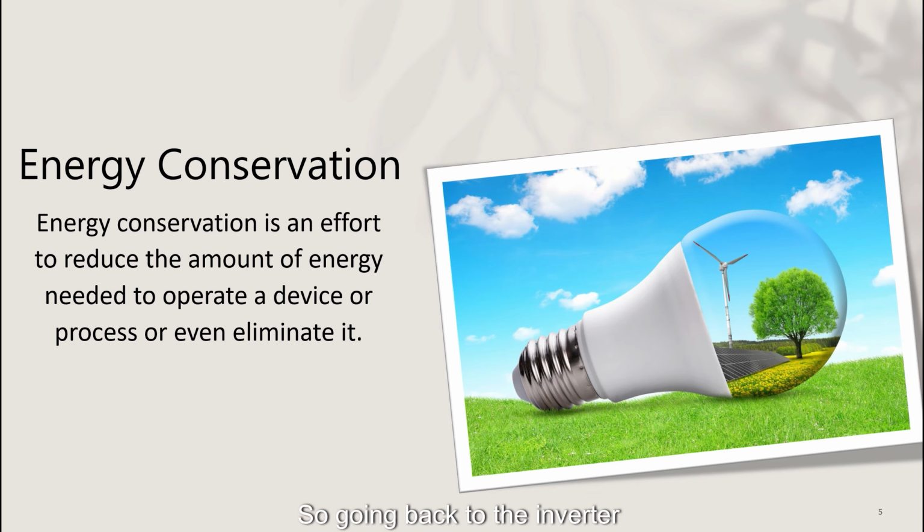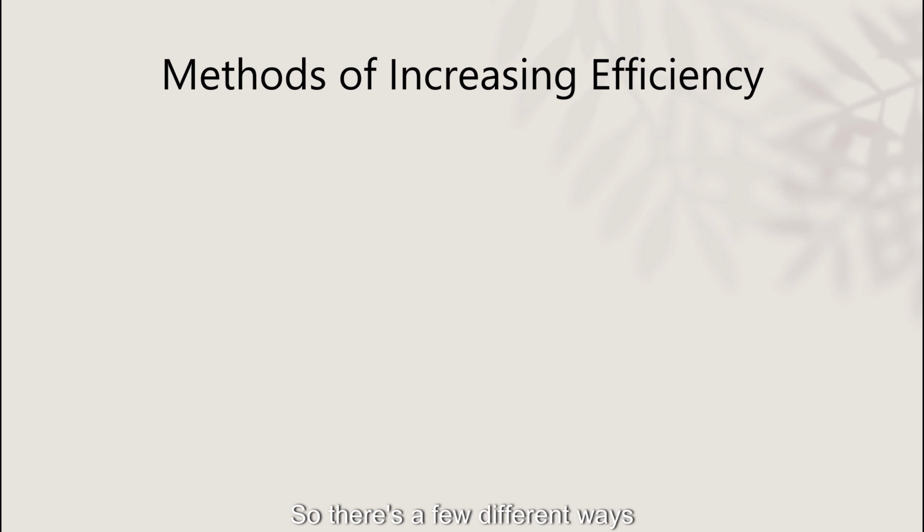So going back to the inverter equipment that we were just talking about, we're trying to really conserve energy, right? We're trying to minimize the amount of energy that we're utilizing for heating and cooling our home. The more that we can save, the better off we're going to be. That means that we're not going to put as much load onto the electrical grid and have potential issues, which we're going to discuss here in a little bit. So there's a few different ways of increasing efficiency.